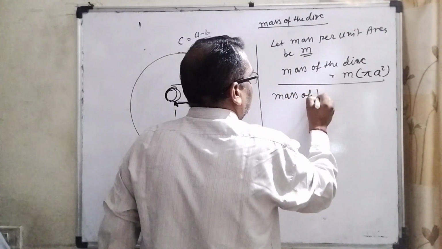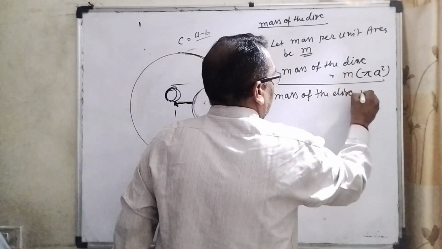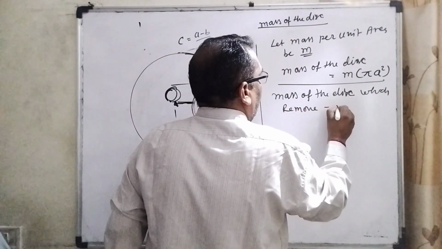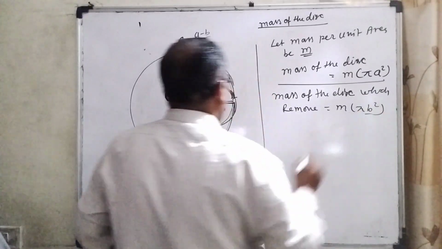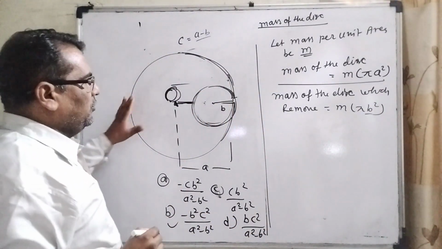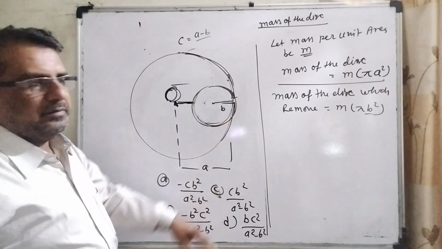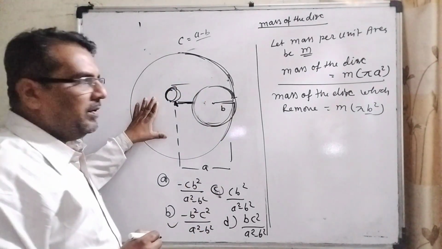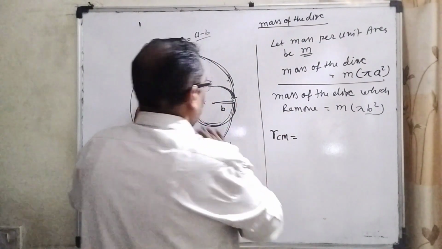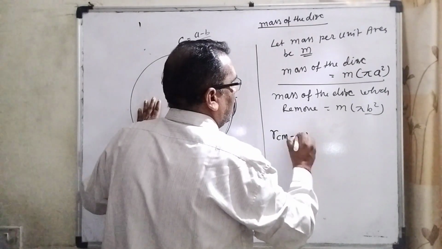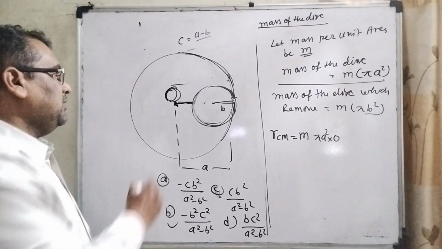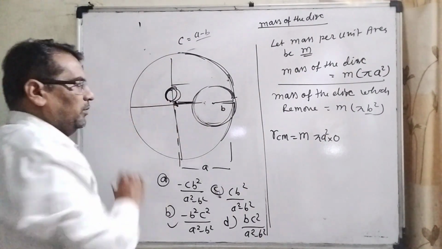Mass of the disk which we remove is m pi b square, because its radius is b. As you know, whenever we have to remove this part, which formula do we apply? RCM, center of mass: total mass of the disk, m pi a square, into 0. Why do we use 0? Because its original center of mass is O.